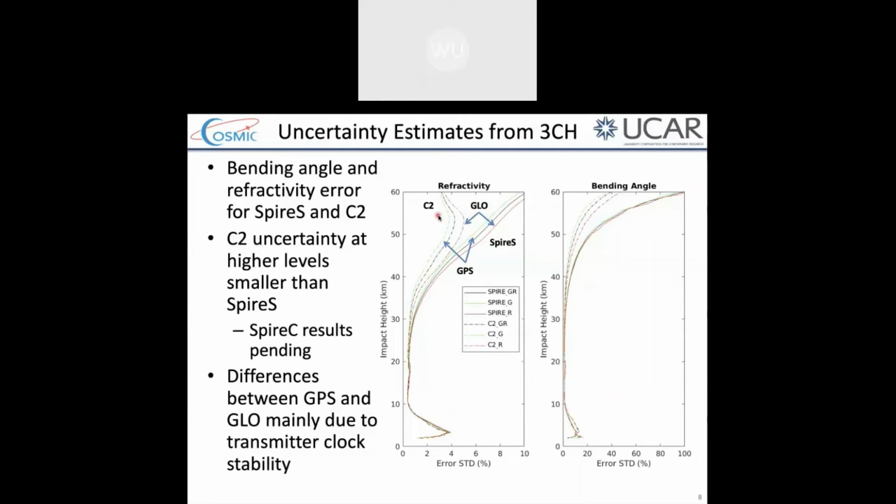The differences between GPS and GLONASS are mainly due to the transmitter clocks. So the GPS clocks are more stable at short time scales. So we see that effect here. And that's been something we've seen in Cosmic 2 all along.